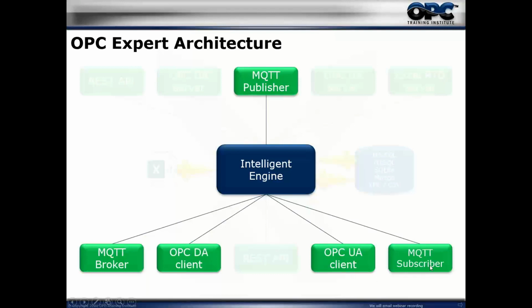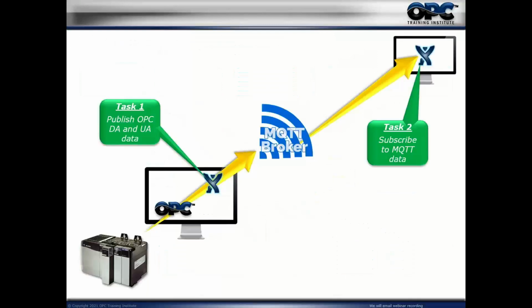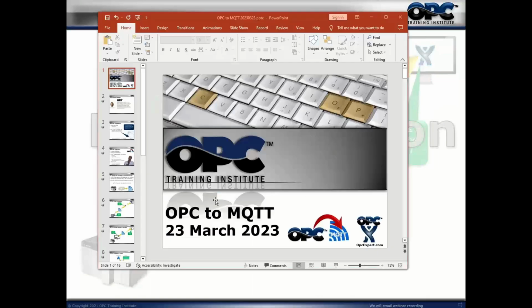And again, remember, you can send data from MQTT and to an OPC server via this OPC client or this client, where you can subscribe to data, send it to another broker, or you can publish it somewhere else. So all of this is possible. These types of conversions are possible with OPC Expert. So we'll take a look at an example here, and I'll show you this in practice. So we'll have a little demo here where we're going to do this very thing.